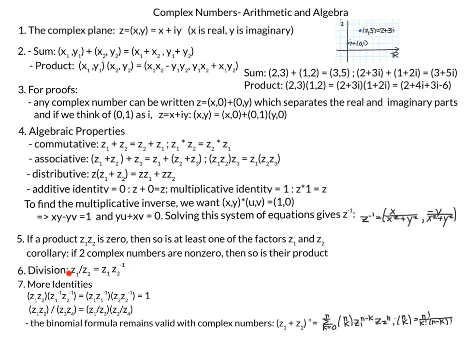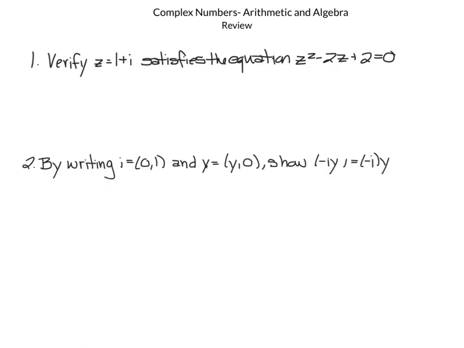We talked about division and how you can think of division. You can actually divide or you can multiply by the inverse. We have these other identities where it's just different multiplication with the inverses. And then we also looked at the binomial formula, which allows us to do this binomial expansion of the sum of two complex numbers, and we did an example of that.